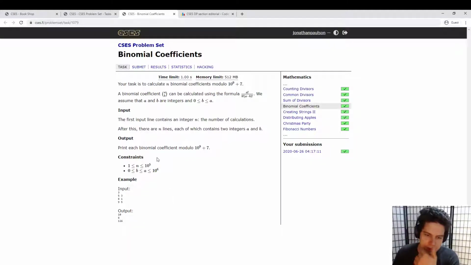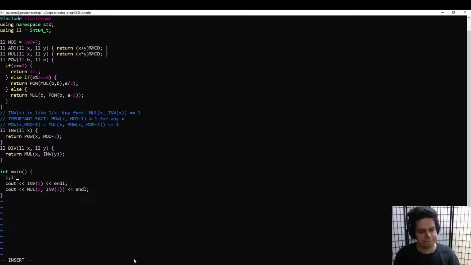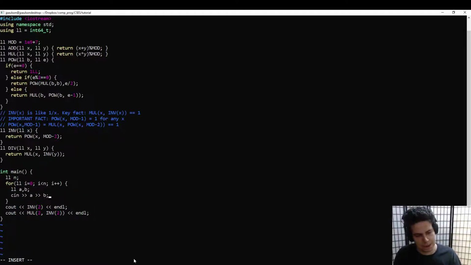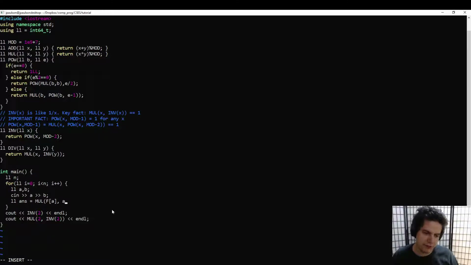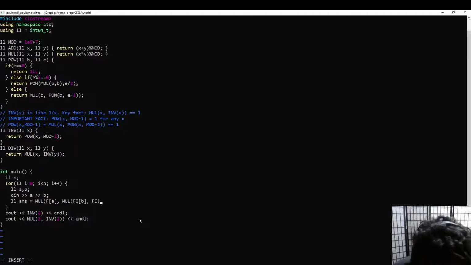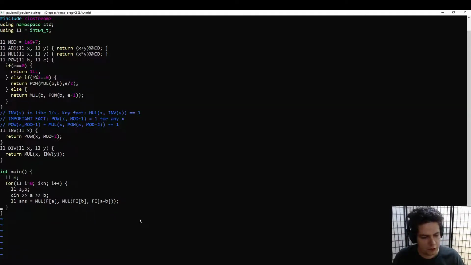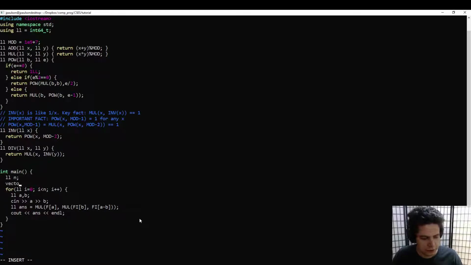So what were we actually supposed to do? We read n, and then we read a and b, and then we print out a choose b. I'm going to precompute fa, which is going to be the factorial of a. And I'm also going to compute inverse factorials, so we want 1 over the factorial of b and 1 over the factorial of a minus b. These go up to 10^6.